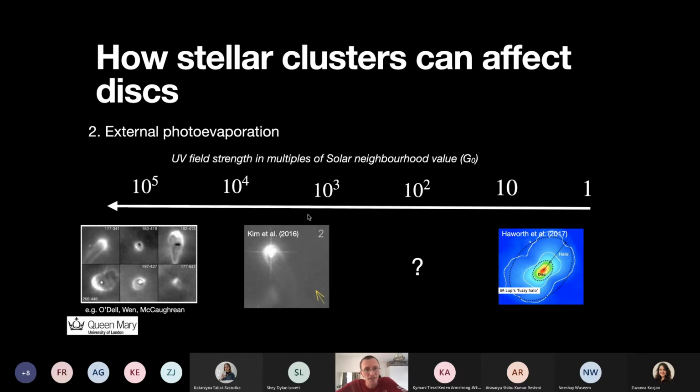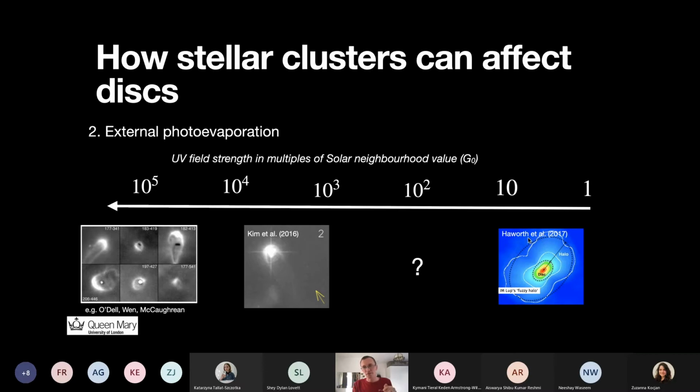But about 5 years ago now, Serena Kim at the University of Arizona found proplid-like objects in a UV radiation field that's like 100 times weaker than in Orion. And then in 2017, I found evidence for a disk evaporating in a really, really weak environment.